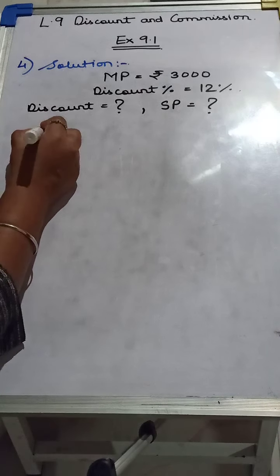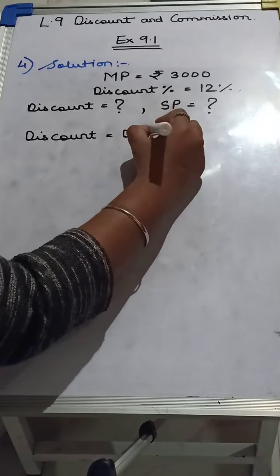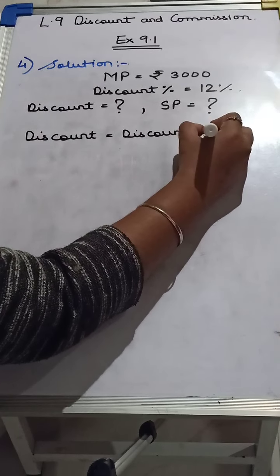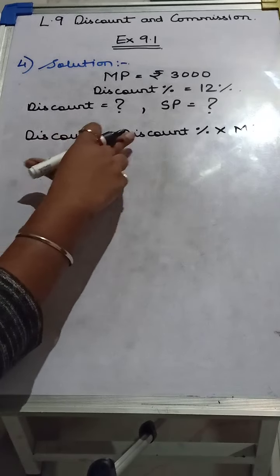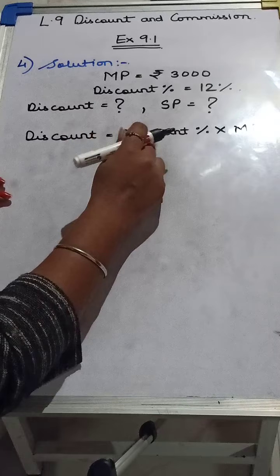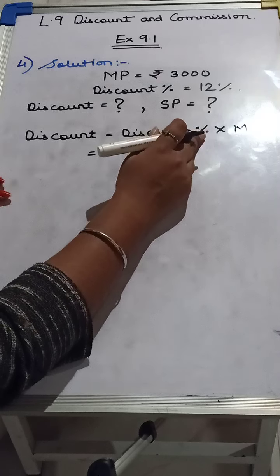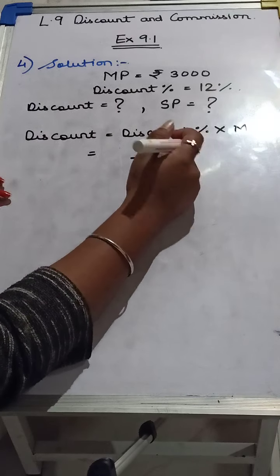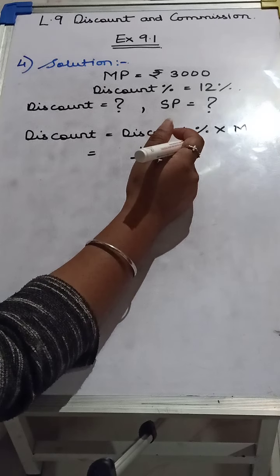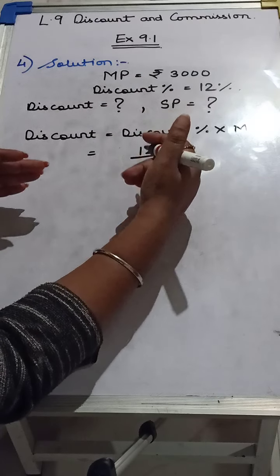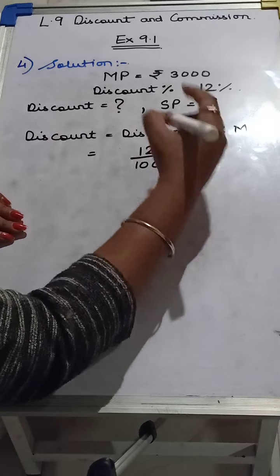So what is the formula of discount? Discount is equals to discount percent multiplied by MP. Now how much is the discount percent? Is 12. So children, are we going to only write 12 here? Because it is percent, you should know it will be 12 upon 100. Let's recall. We have seen that we are supposed to write denominator as 100, because percentage is always out of 100.